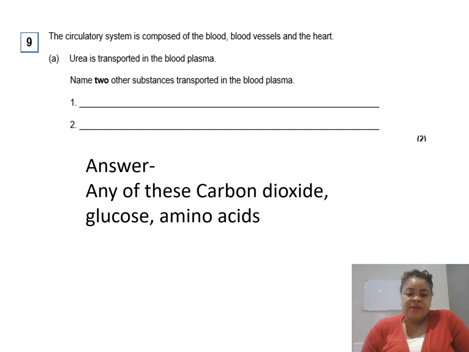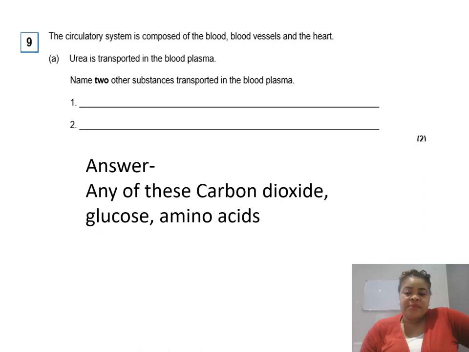Remember, just use this opportunity to remind yourself of the other parts of blood: the red blood cells, which carry oxygen around the body, and the platelets, which are responsible for blood clotting. So if you have a wound, blood platelets help you to clot, and the white blood cells fight off microbes and give you your immunity.